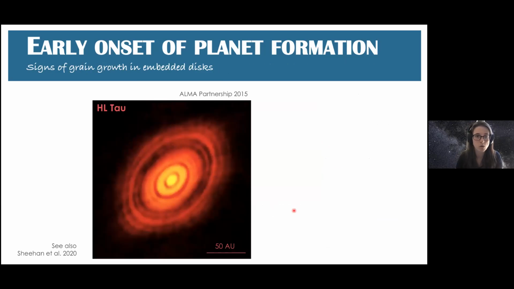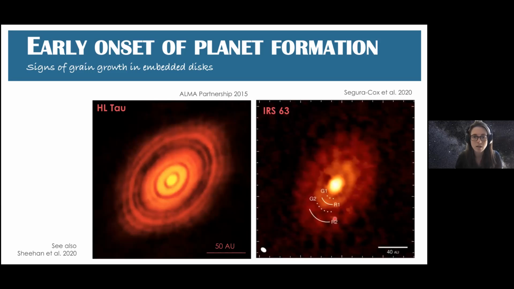A final example is this famous HL Tau image. This is a young embedded disk, and we see these rings in the dust. One very exciting explanation of these rings is that they are carved by forming planets. If that were the case, then it means that this happens already early on, because HL Tau is still embedded. And this is a recent example of an even younger disk where we already start to see these rings. So again, if these are signposts of planet formation, it happens very early on.